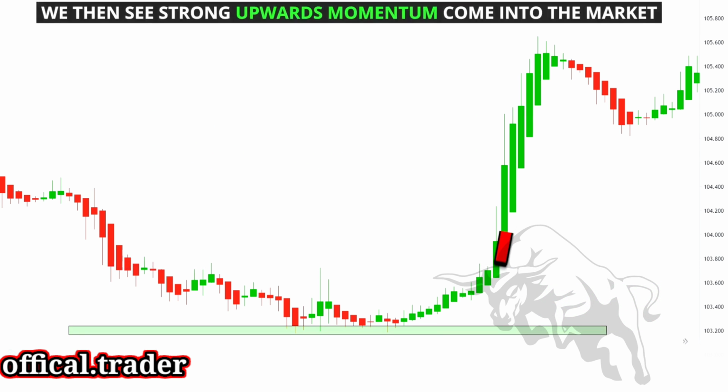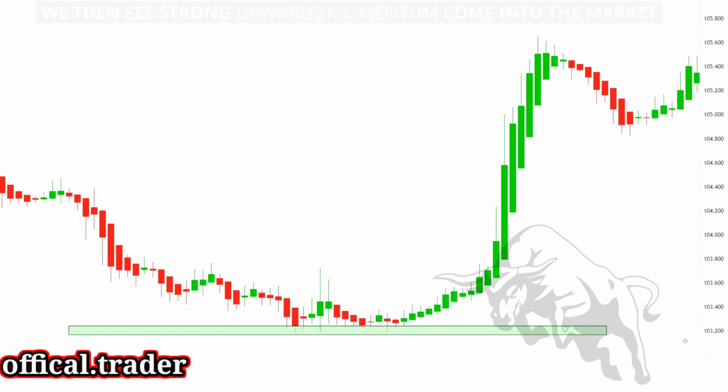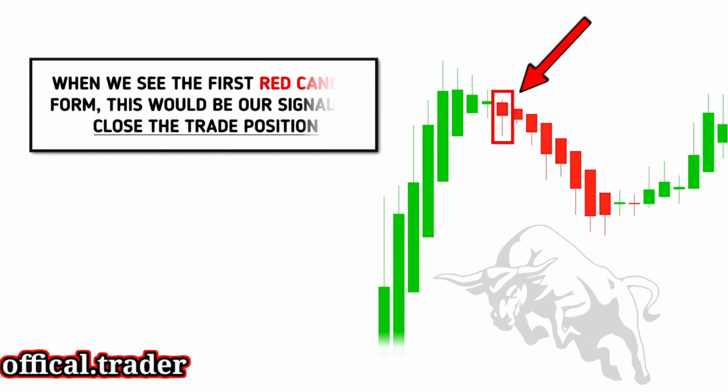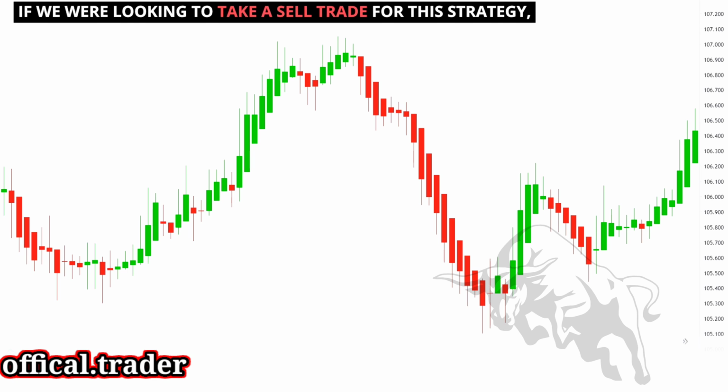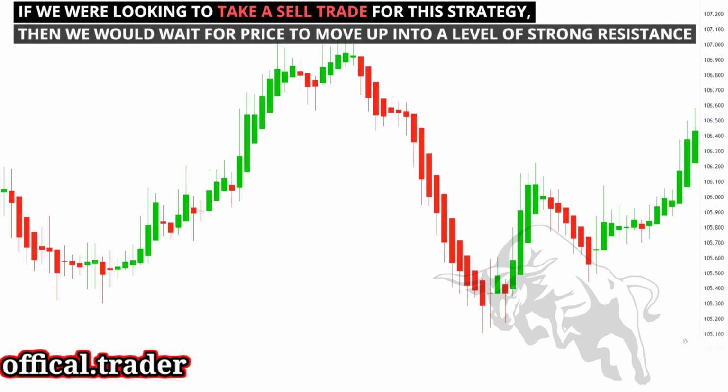We then see strong upwards momentum come into the market as price surges up. Eventually, we hit a level of resistance and the size of the candles once again gets smaller. When we see the first red candle form, this would be our signal to close the trade position. Now at this point in time, there is a possibility that price will pull back and continue even higher. But we recommend closing at least a portion of your trade on the first sign of bearish pressure coming into the market.